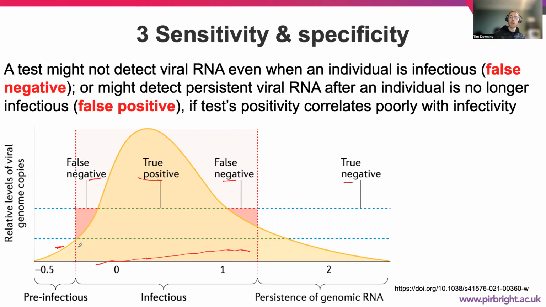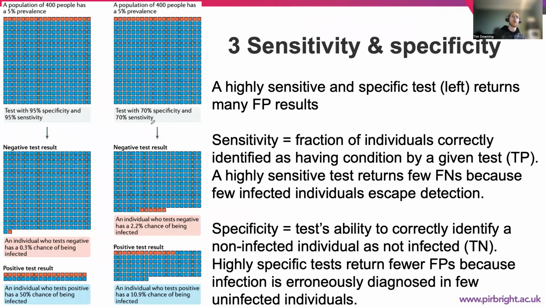But we can look through more examples here. So here's another example where we have a test with 95% sensitivity and specificity on our left, with 400 people and a disease that is 5% prevalence. The ones that have the disease are shown red, and the ones without are shown blue. If they get a negative test, they have a chance of 0.3% of being infected, whereas the PPV here is only 50%. So increasing the specificity and sensitivity will combat that.